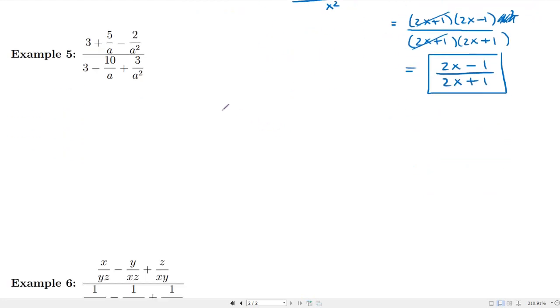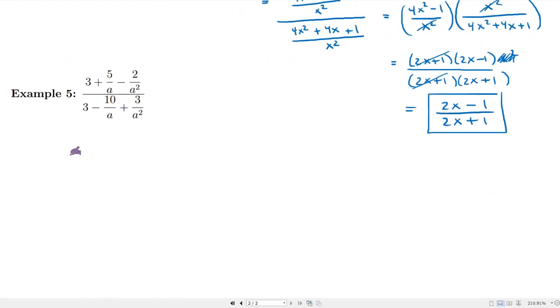All right, what about the next example here? So this looks actually kind of similar. What's the least common denominator here? Well, this is missing an a and an a. So it's missing a squared. This is just missing one factor of a, and that's already a squared. So let's do 3a squared over a squared plus 5 over a over a minus 2 over a squared.